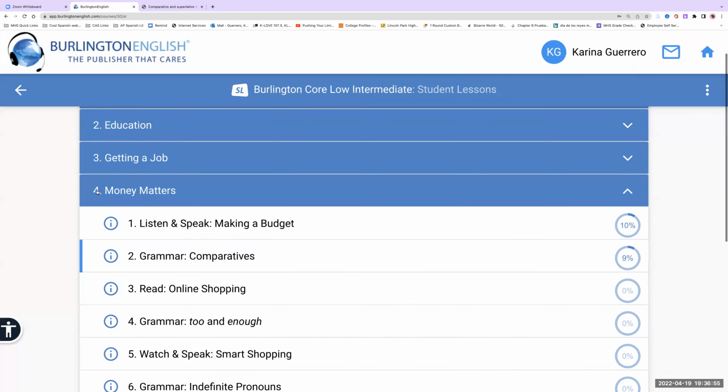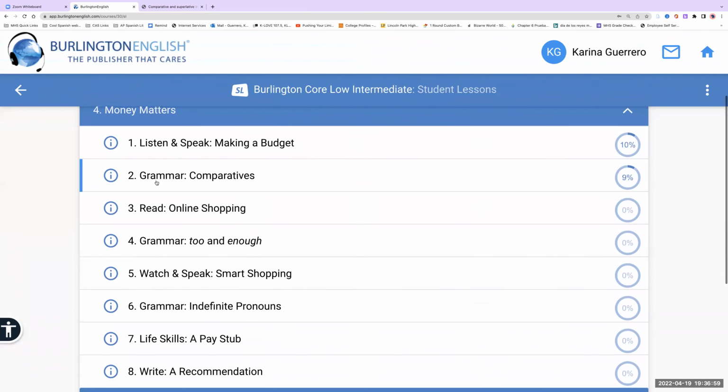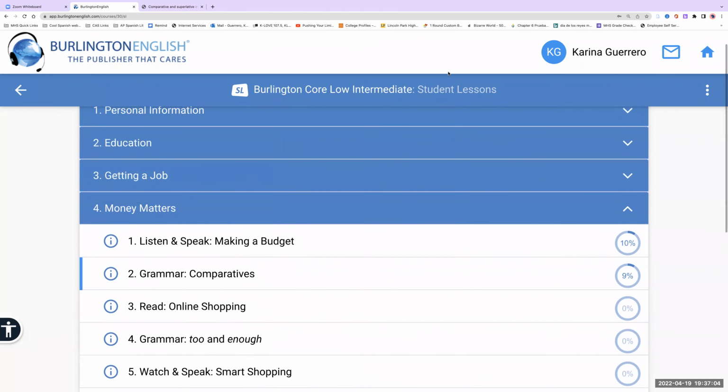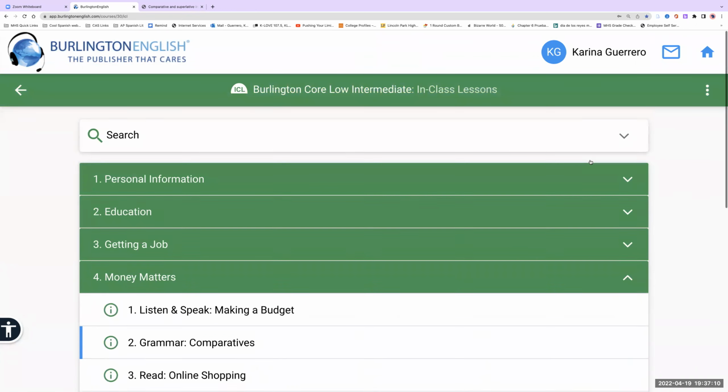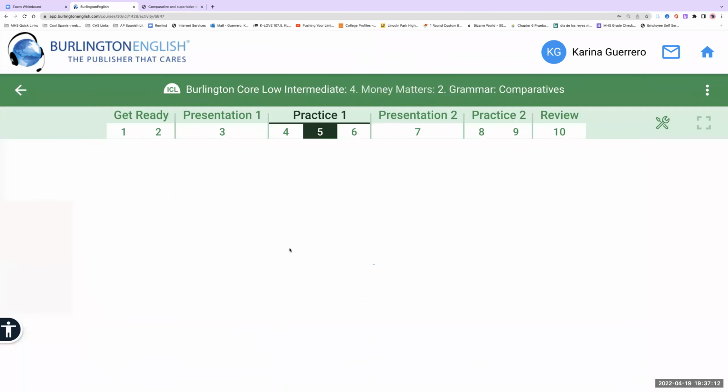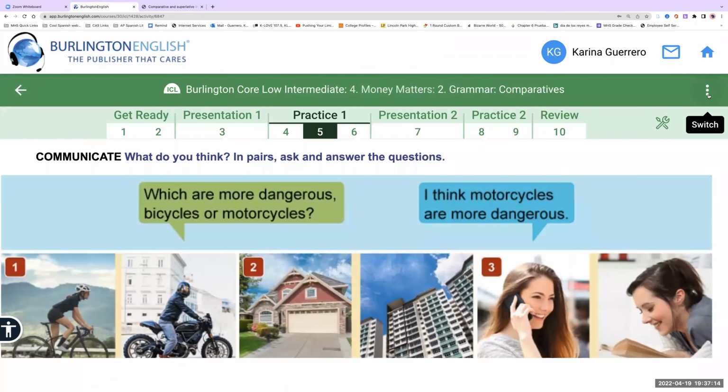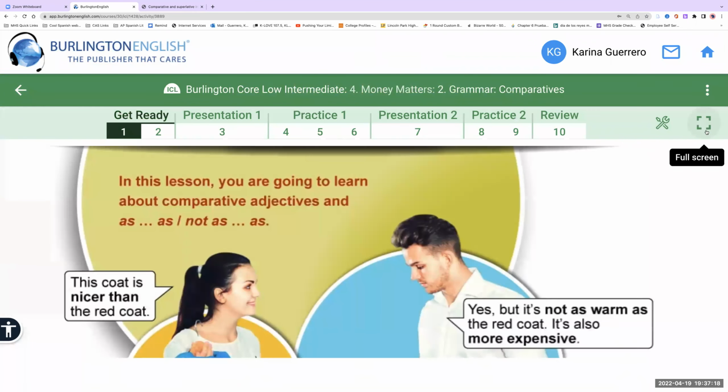Okay, we are on activity 4, Money Matters, and you'll be going through grammar comparatives. We'll go to student lessons later, but right now we're going to go to in-class lessons. We're going to start with grammar. What I want to show you is where we left off on Thursday.